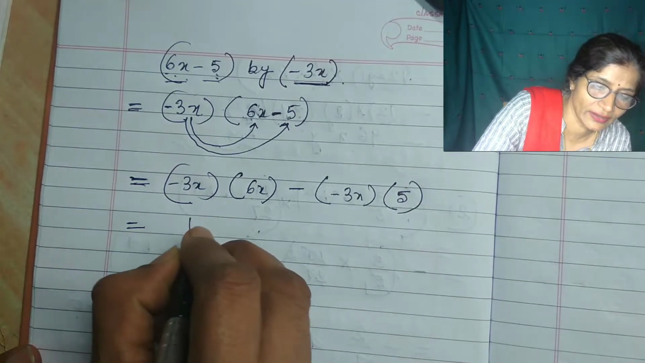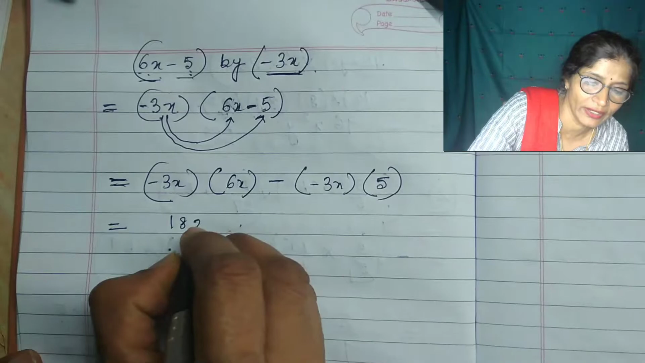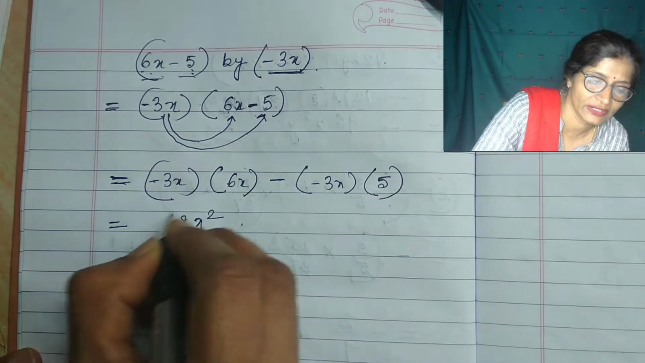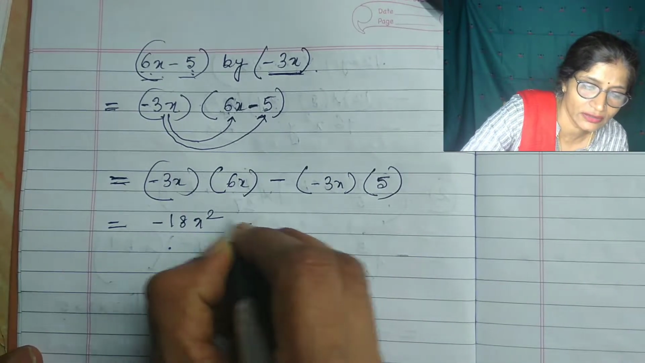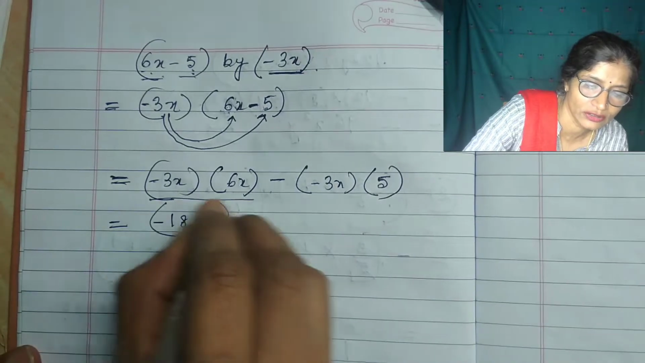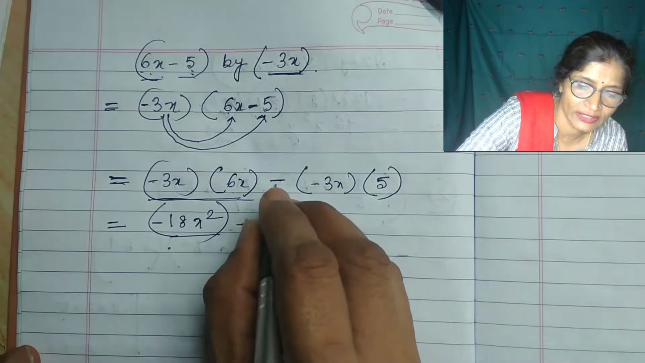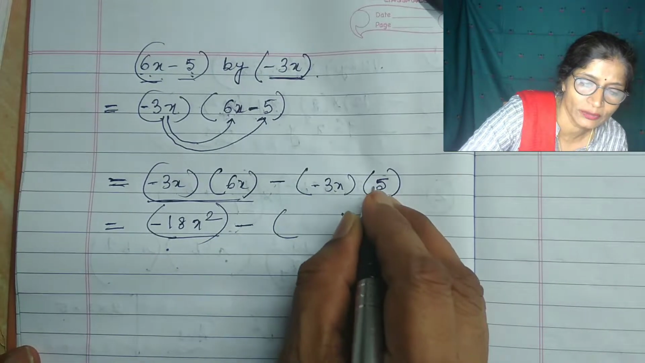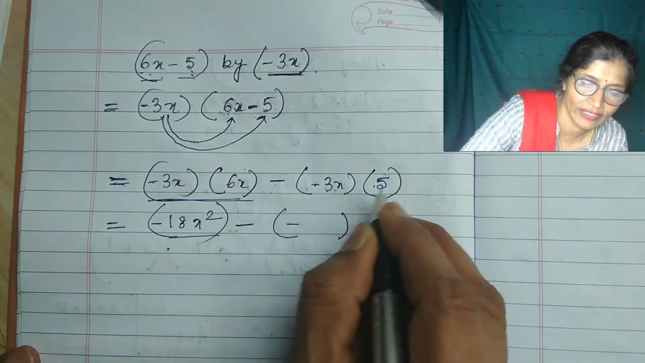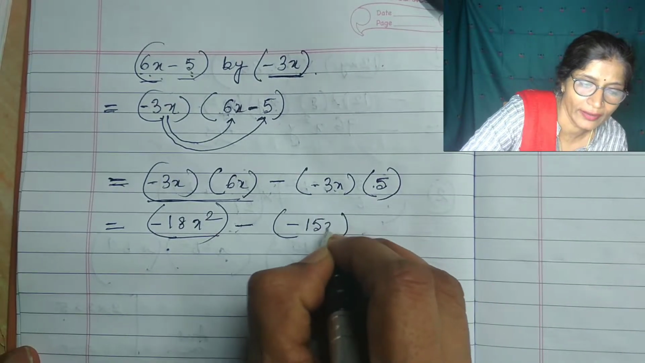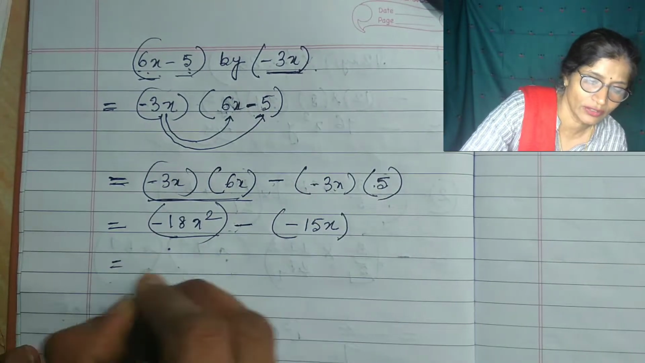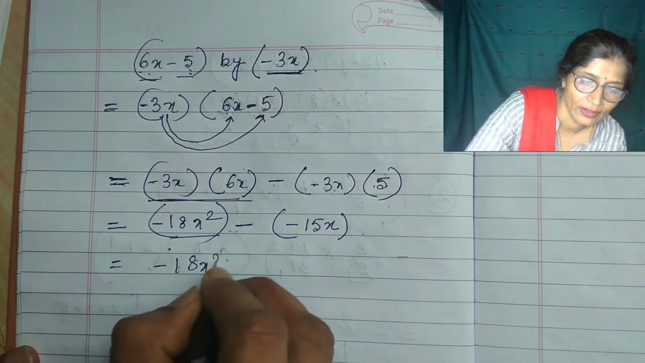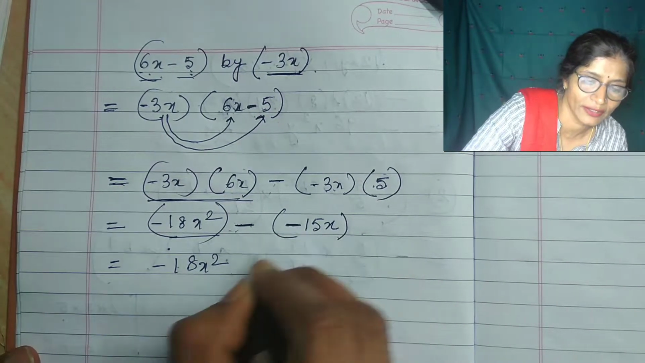6 3s are 18, x into x will be x square, and minus plus sign will be minus. Again, this is the one part, this is for this part. Now this sign minus I have written here, then this I will calculate. Minus into plus will be minus. 3 5s are 15 and x is equal to minus 18x square. Now this minus into this minus will be plus 15x.